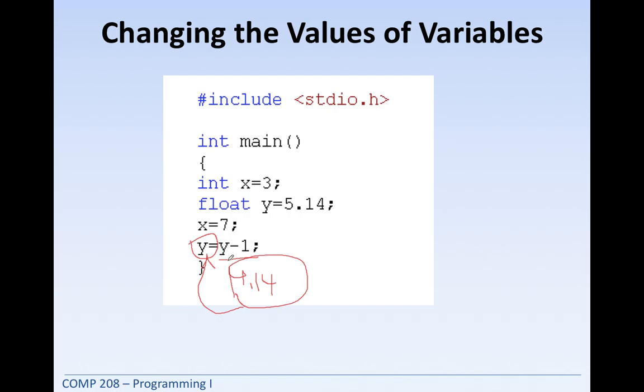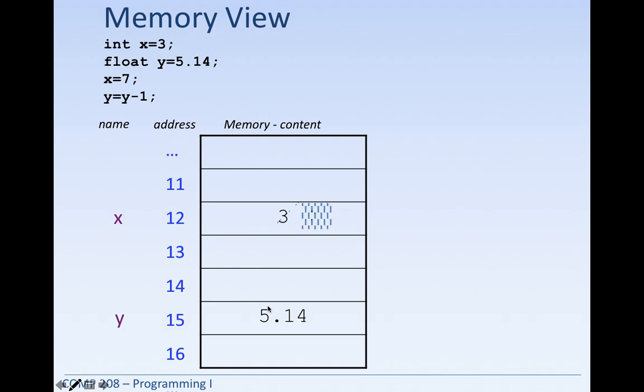So y minus 1 happens first. You get the value 4.14. A very important note, I said at this point, before it's assigned to y, y is still 5.14 until I assign it to y using the assignment operator. So now y equal 4.14, so I'm putting 4.14 in y. Okay, so these are the new values of x and y.